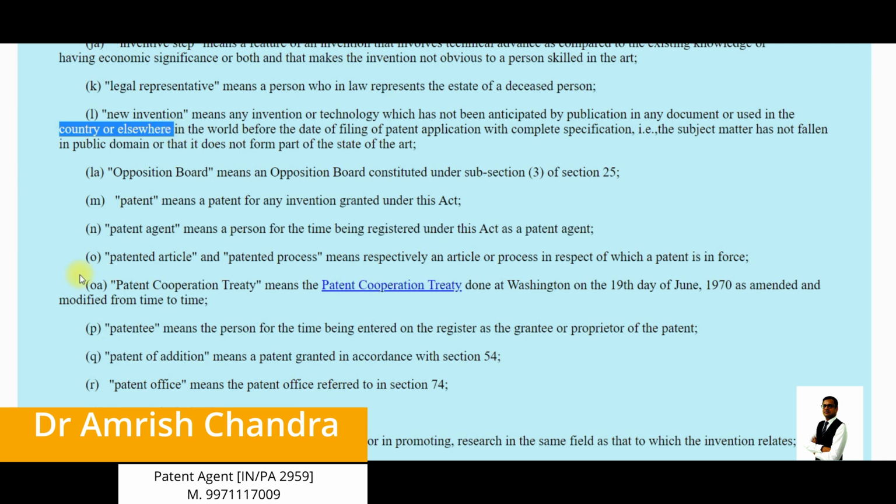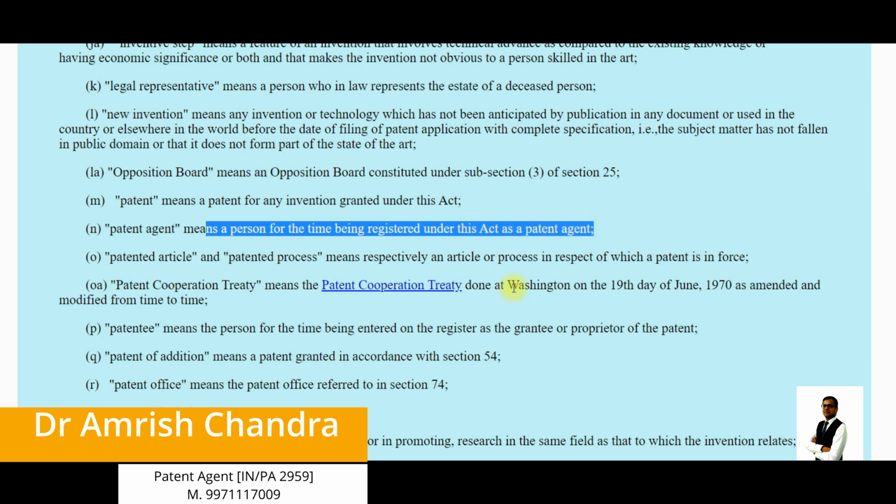So again, it's an important thing. Opposition board. This is as per section 25. Patent means a patent for an invention granted under this act. Patent agent means a person for the time being registered under the act as a patent agent. So patent agent is not a perpetual thing.